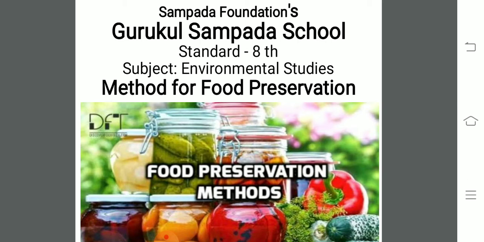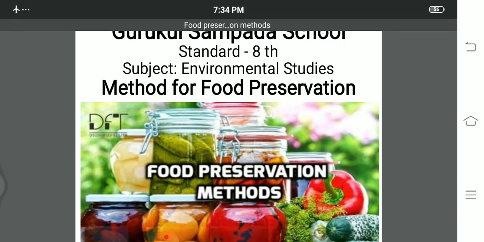It is the science which deals with the process of prevention of decay or the spoilage of food, thus allowing it to be stored in a fit condition for future use. Yes, so preservation ensures the quality, edibility, and the nutritive value of food. Also, preservation involves what? Preventing the growth of bacteria, fungi, and other microorganisms.